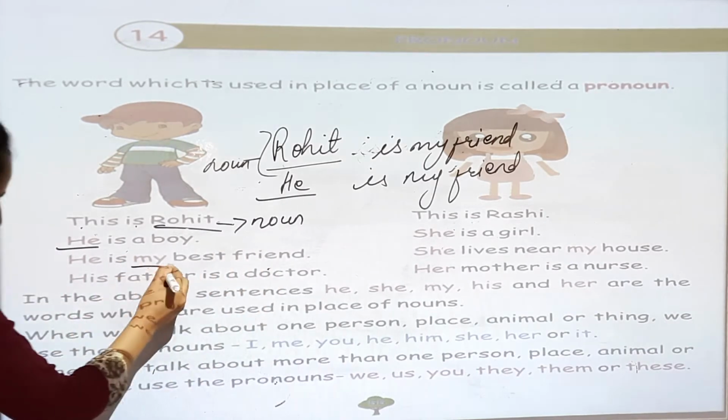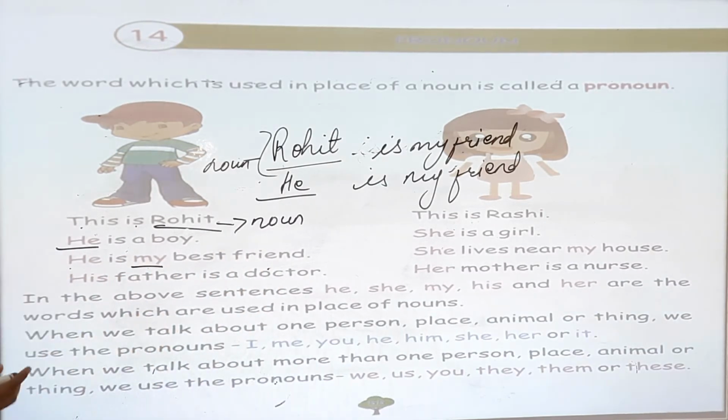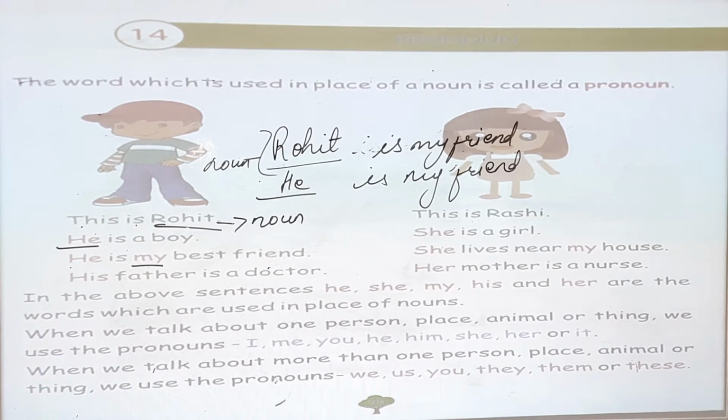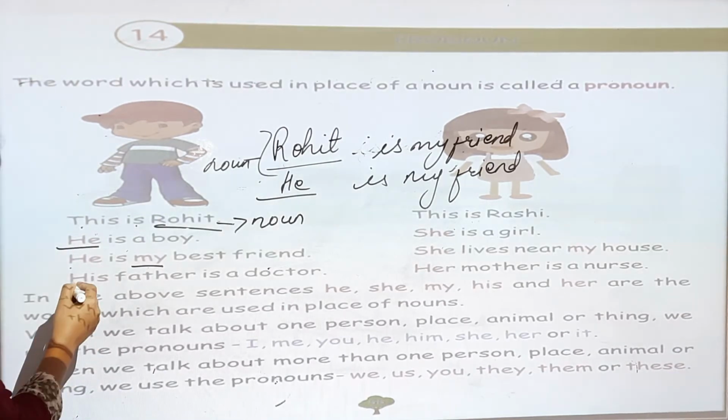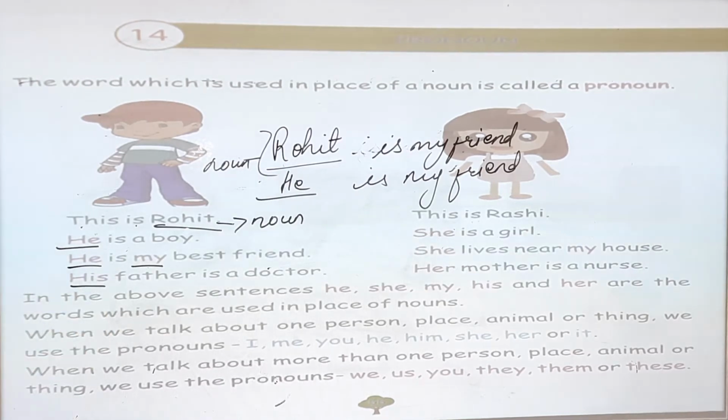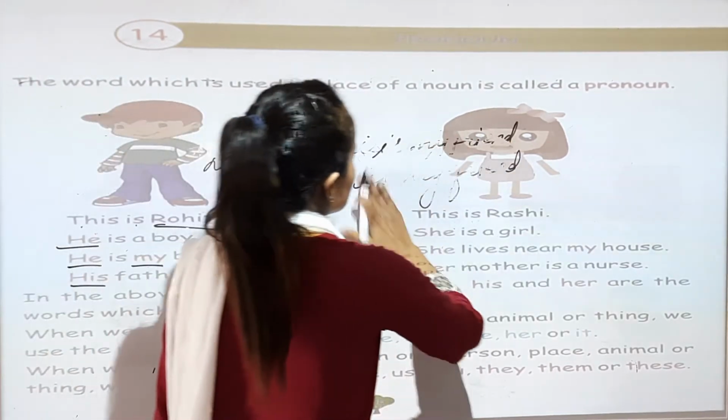So, my is also a pronoun. So, my means mine. In case of another person, we are using my. His father is a doctor. So, his. His is also a pronoun. You can see the examples.